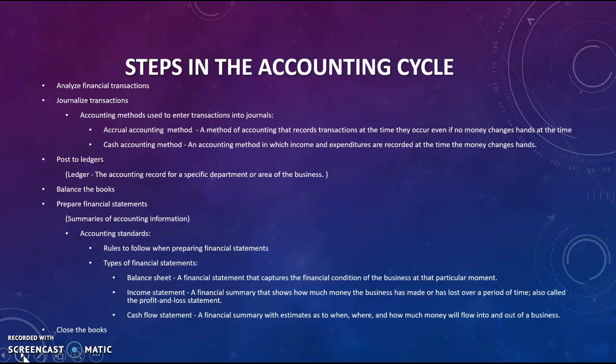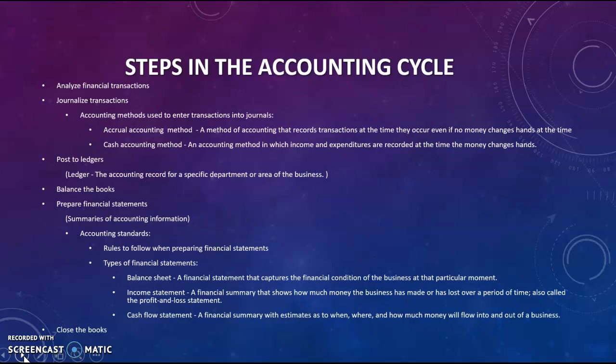And then some steps in the accounting cycle. So of course you need to analyze financial transactions. This is just going and looking and seeing what cash went in, what cash went out. Then journalizing these transactions. There are a couple of methods that they use. You can use the accrual accounting method, which records transactions at the time they actually occur. So think of a check registry almost, to just keep track of things as they go.